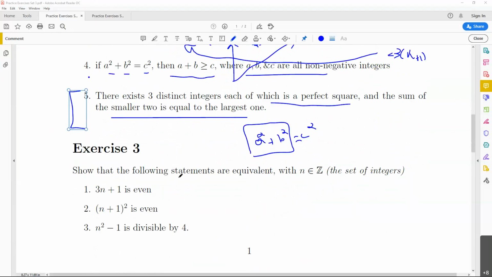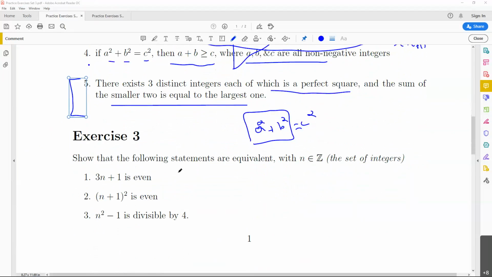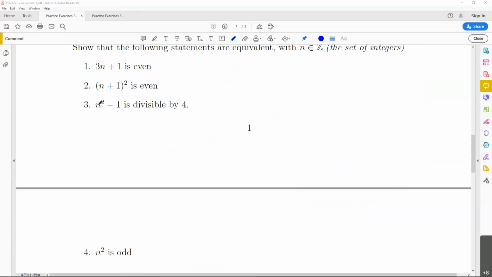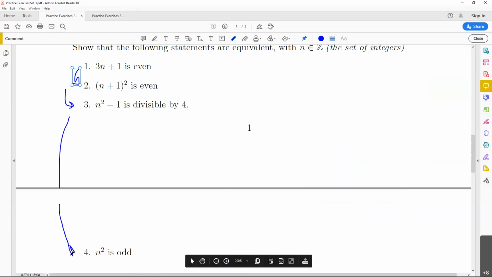Exercise 3. Again, we went through something like this in the recitation. You want to prove that these 4 statements are equivalent. I told you one way of doing it is this: prove that 1 implies 2, prove that 2 implies 3, 3 implies 4, and then prove again that 4 implies 1. So kind of doing this circle of implications. That way they're equivalent.